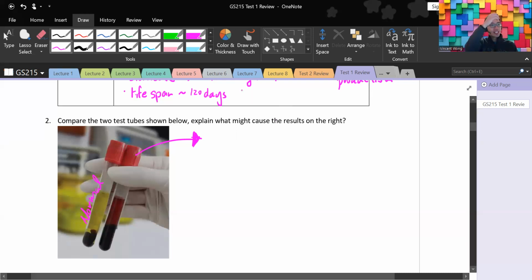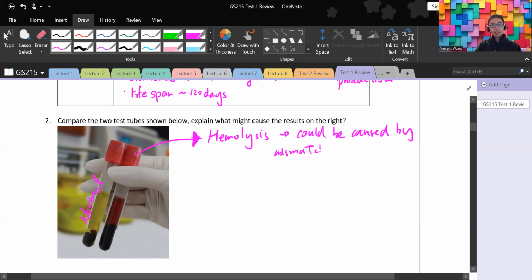Yeah, okay, Justine got it. It's hemolysis. That's right. Okay, so this is hemolysis. And you get hemolysis for various reasons, right? For example, it could be caused by mismatched blood transfusion, right?